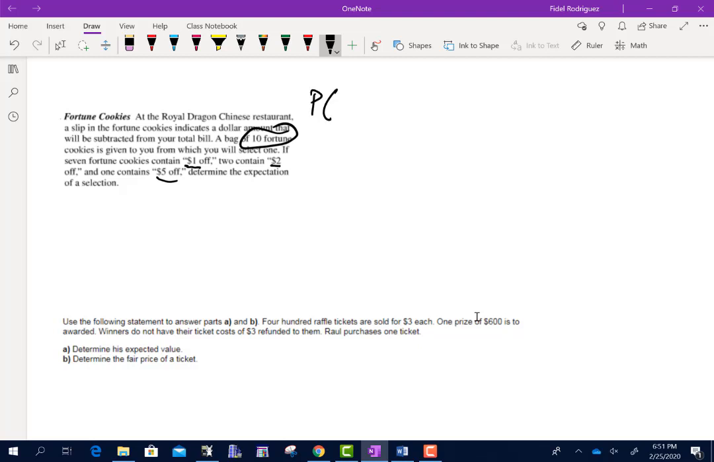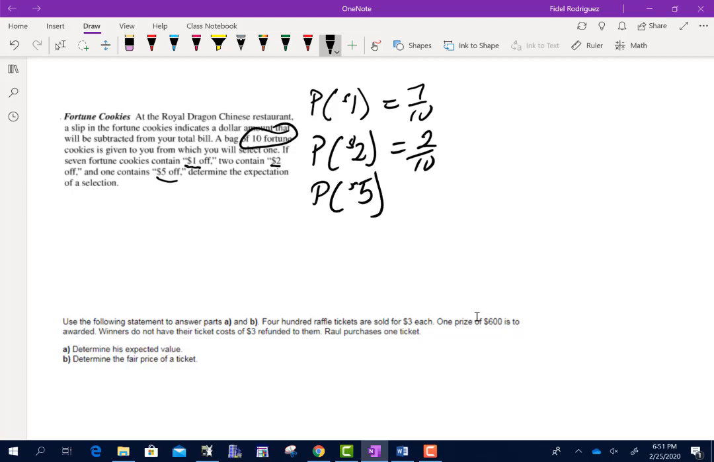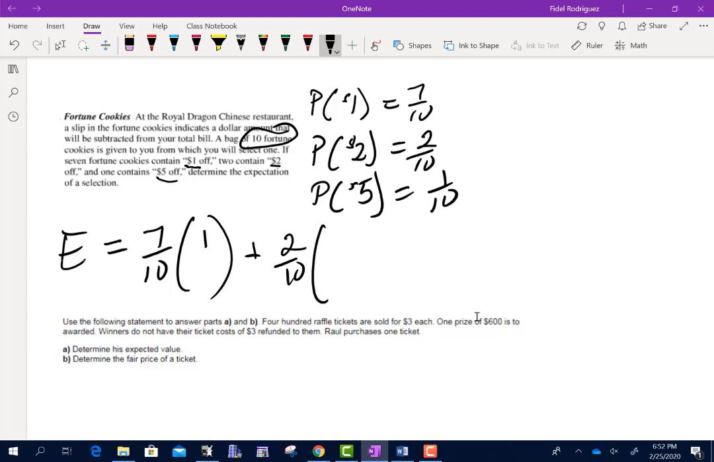Okay, so the probability that we're going to get the $1 ones, there are 7 out of the 10. The probability that we're going to get the $2 off, there are 2 of them, so 2 out of the 10. And the probability that we're going to get $5 off, there is 1 of them, 1 out of the 10. Okay, so now let's find our expectation. We're going to take 7 over 10 times $1 plus 2 over 10 times $2 plus 1 over 10 times $5.